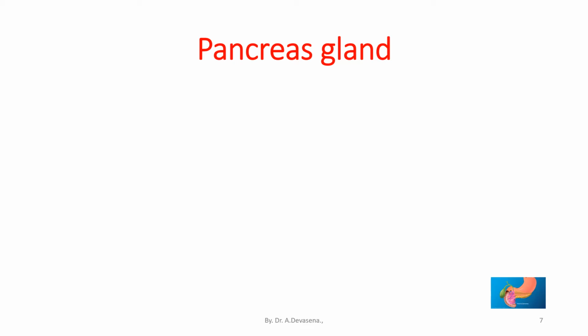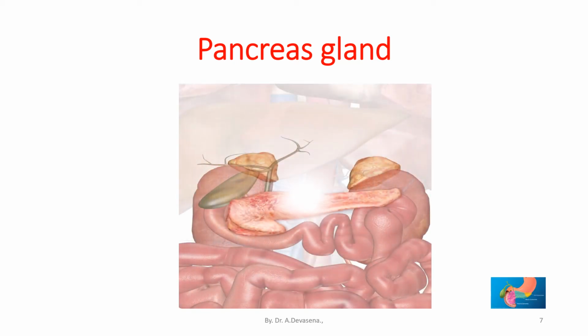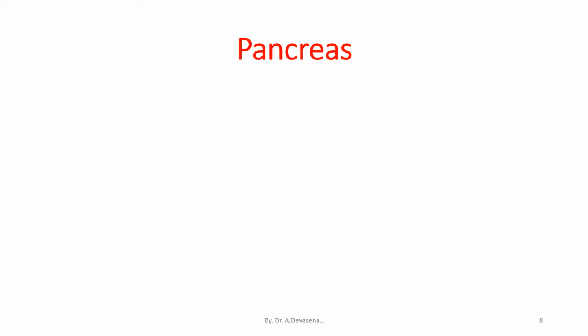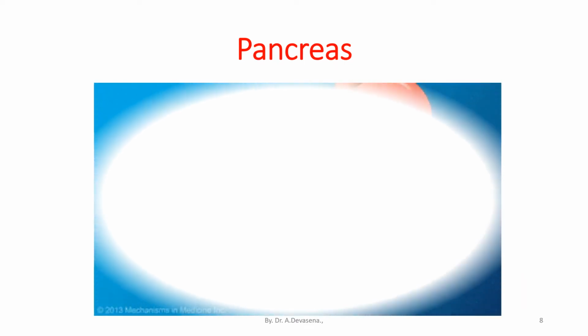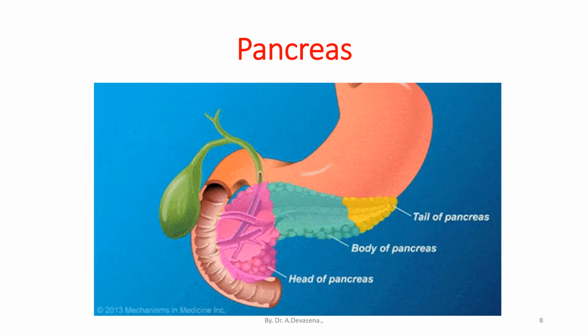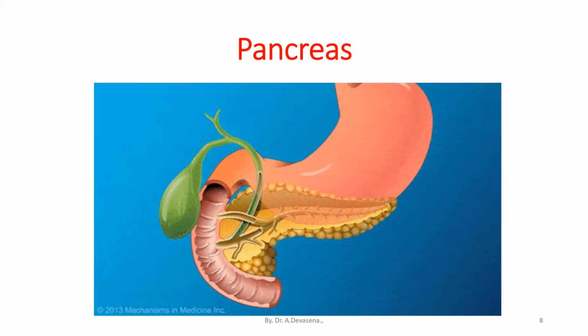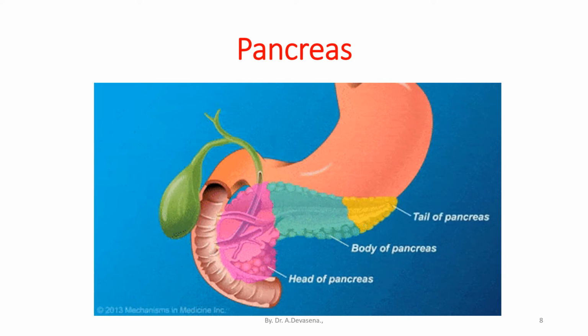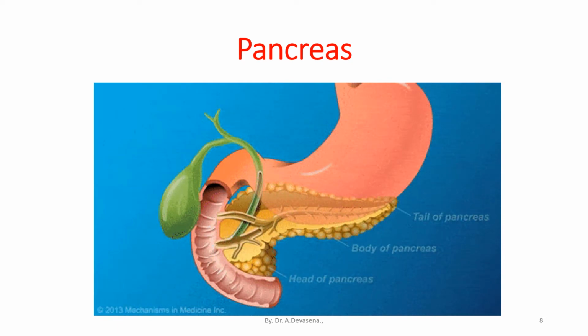Pancreas gland representation is shown here. Here is a representation of the pancreas. In this diagram, we are seeing the head of the pancreas, body of the pancreas, and tail of the pancreas. The main purpose of the pancreas is to secrete pancreatic juice that helps the digestive system, that we will discuss here.